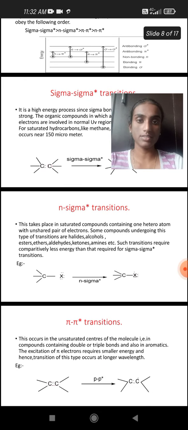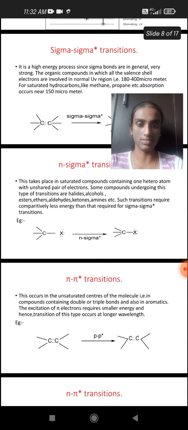And next one is n to sigma star transition. This takes place in saturated compounds containing one heteroatom with unshared pair of electrons. Some compounds undergoing these types of transitions are halides, alcohols, esters, ethers, aldehydes, ketones, amines, etc. Such transitions require comparatively less energy than that required for sigma to sigma star transitions.